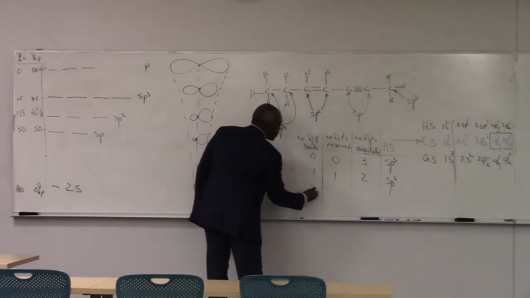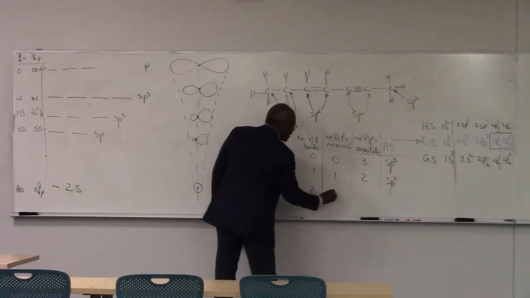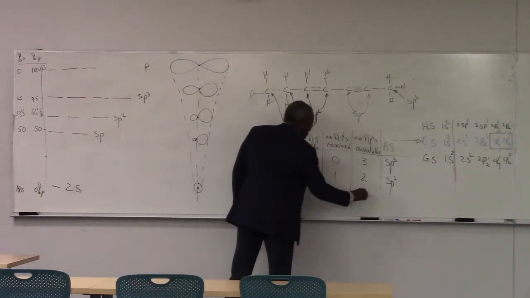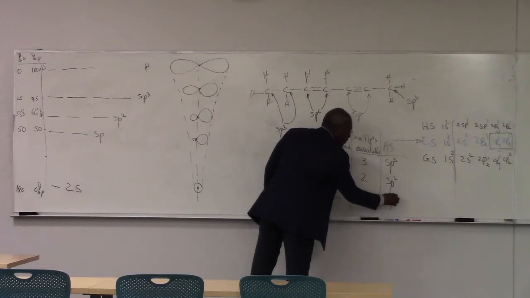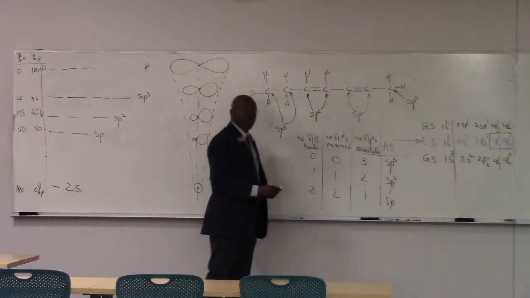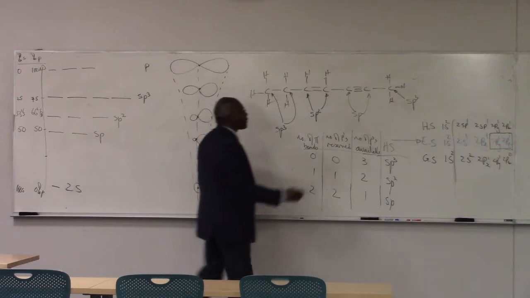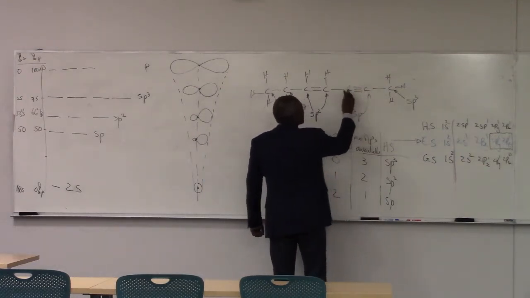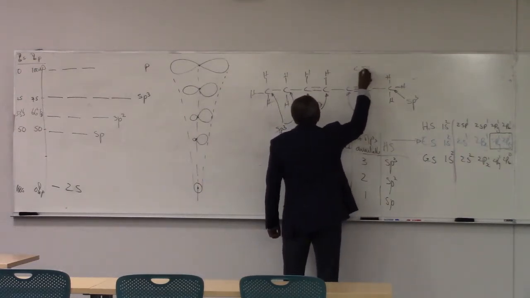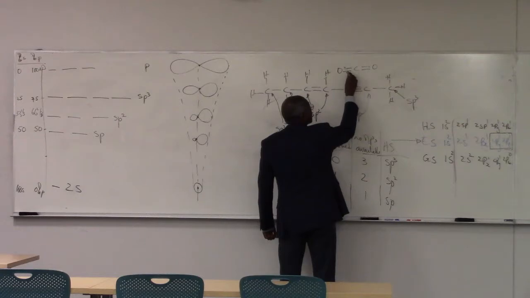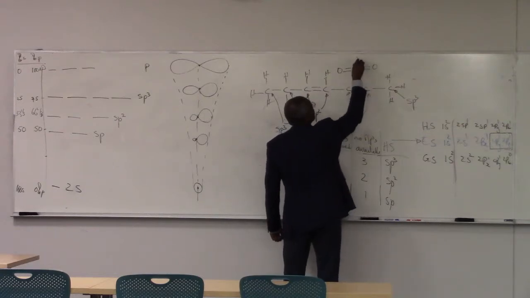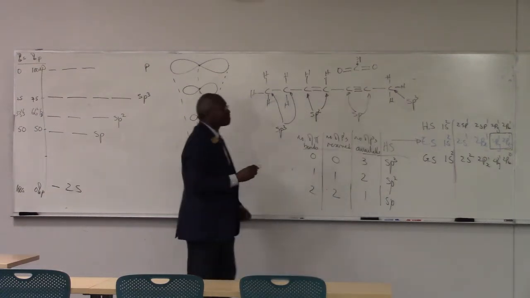If I form 2 pi bonds, I'll need to reserve 2 p orbitals. I'll have 1 available, because there are only 3, so I'll be sp. You understand? Okay? And by the way, I can use 2 pi bonds either to the same atom or to different atoms. So like in carbon dioxide, for example, this carbon is still forming 2 pi bonds. So this is also sp hybridized. Okay?